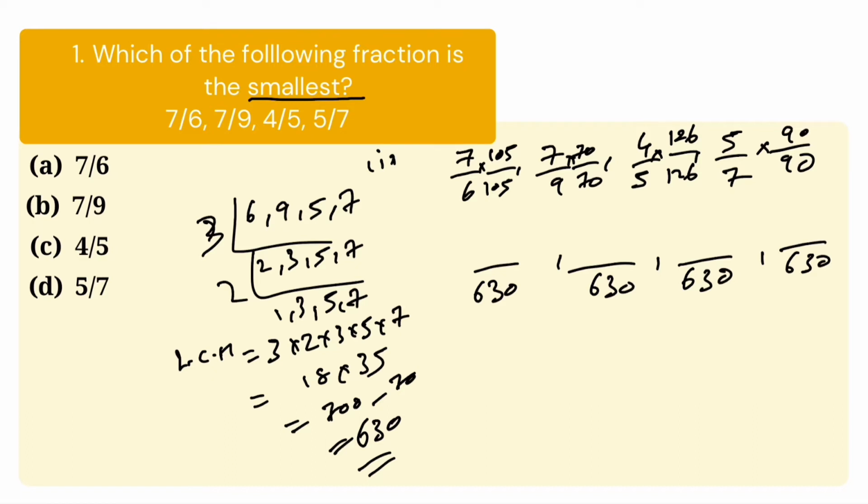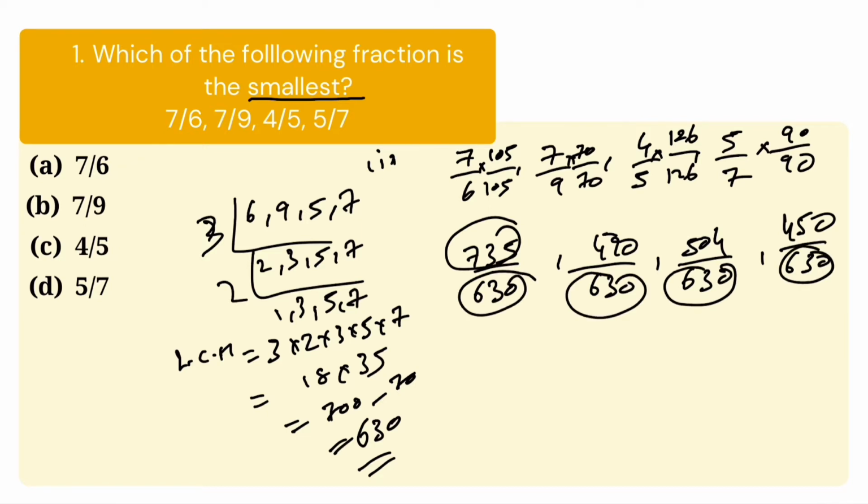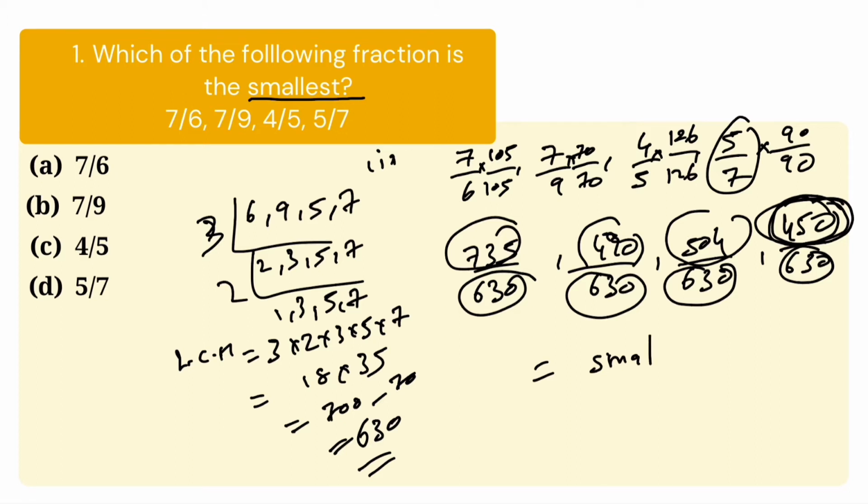Okay, the numerators: 105 into 7 is 735, it is 490, it is 504, this is 450. If we compare only the numerator part, because all denominators are the same, the smallest is this 450 here. So as the numerator of this 5 by 7 is the smallest, the answer, the smallest, is 5 by 7. This is the first method.